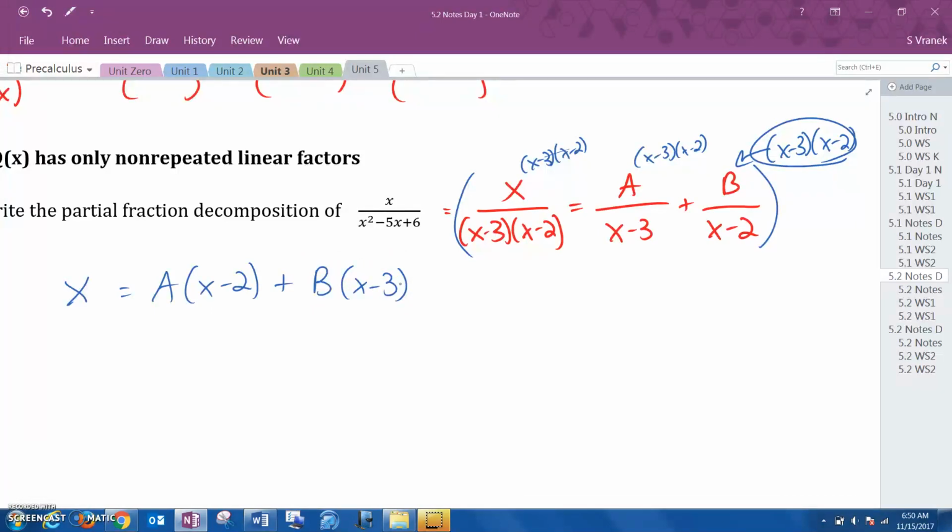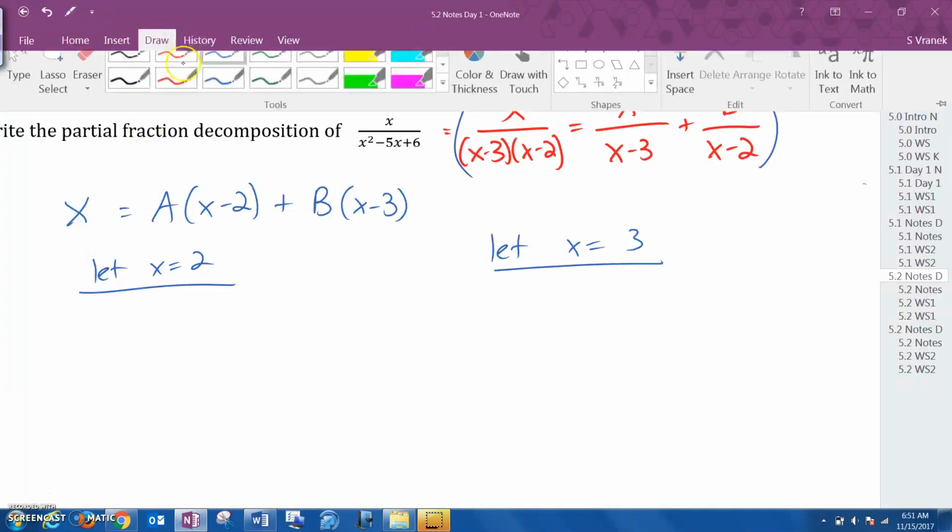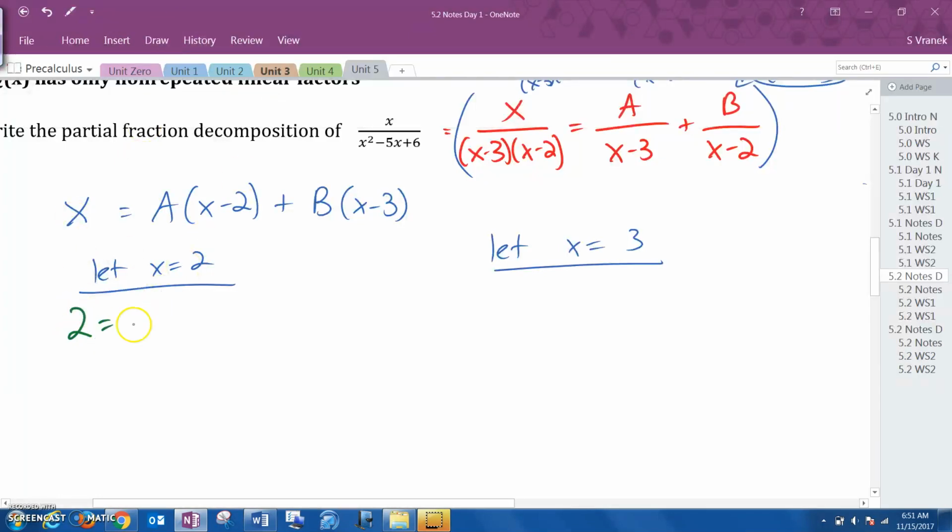Now, we have a lot of letters here, but we can choose the x values to use to help us solve. What you want to do is figure out what x values will make these pieces 0 so we lose one of the letters. If I let x equal 2, that'll help one of them, and if I let x equal 3, that'll be the other help. So if I let x equal 2, I'm putting a 2 in everywhere I see an x. So this becomes 2 equals A times 2 minus 2, which is 0, so that goes away, plus B times 2 minus 3. And now you can solve for B.